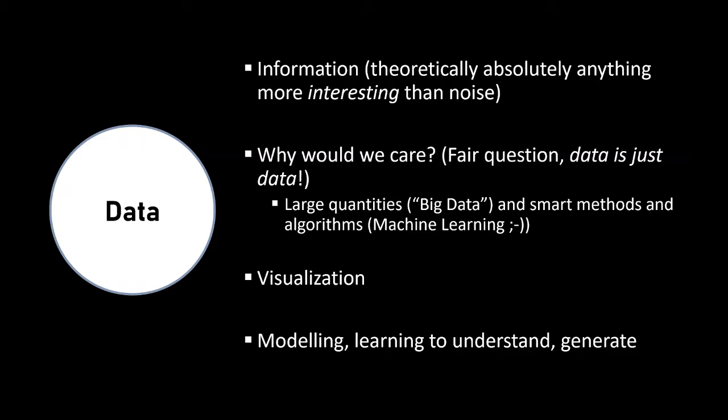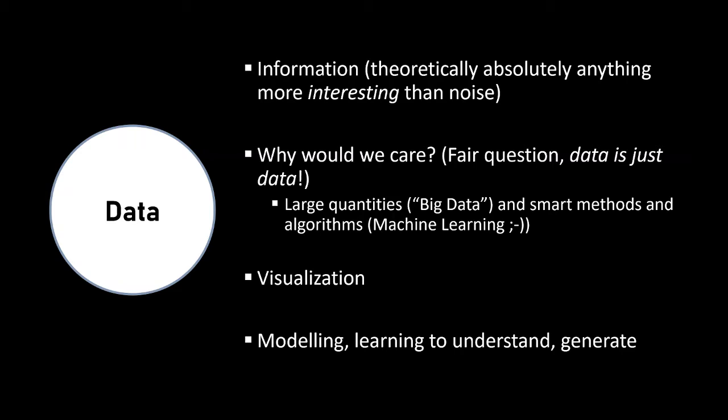And the last part of this class is the data. So what is data? Data is information. So theoretically, absolutely anything more interesting than noise. You measure signals from space, that's data. You measure how people move in an environment, that's data. You measure how people send images to each other, an image is data, all of that. So why do you care? Anything can be described as data, so it's a bit boring maybe.